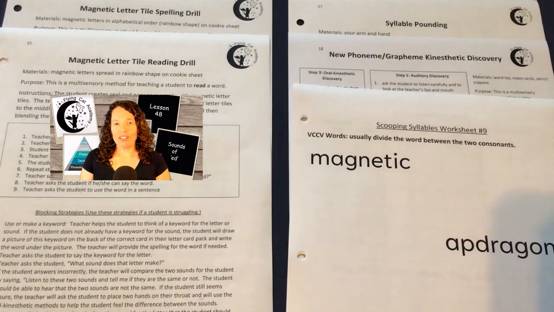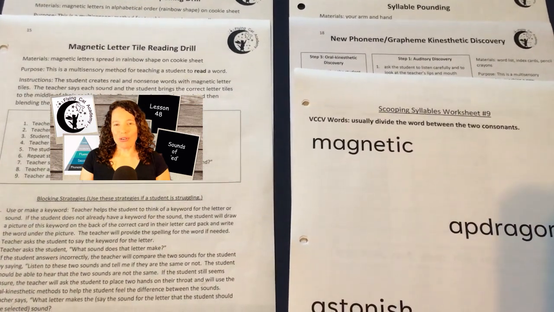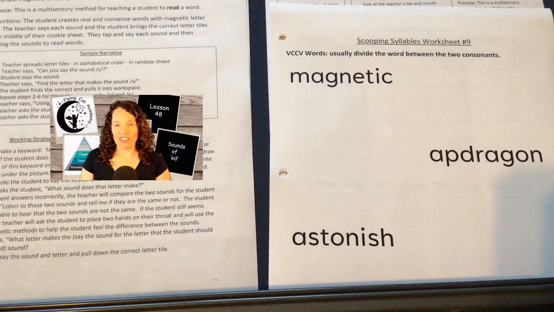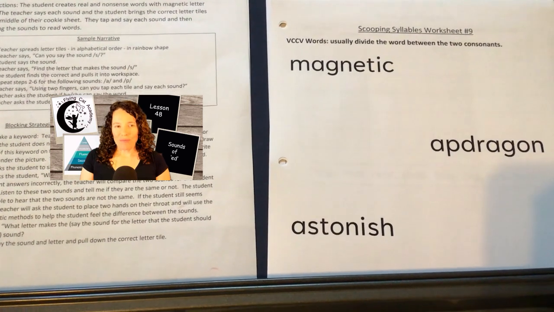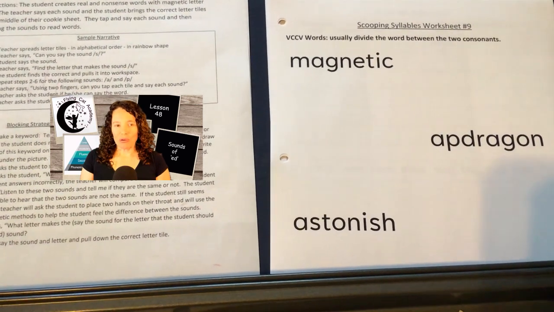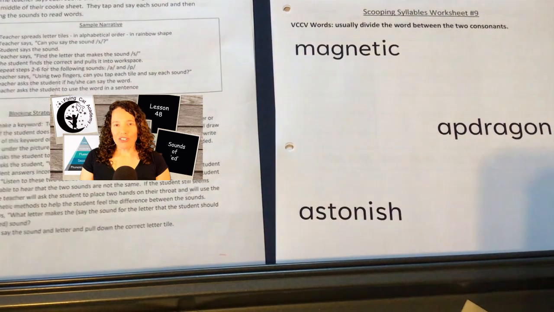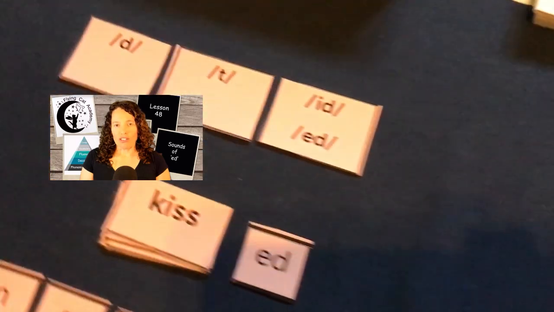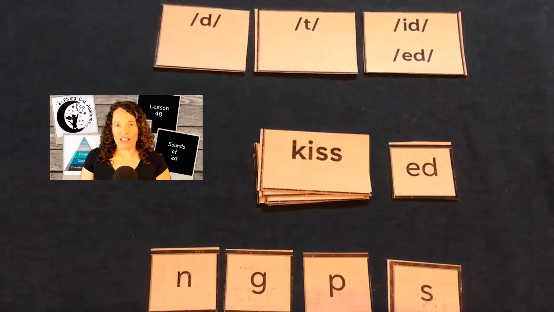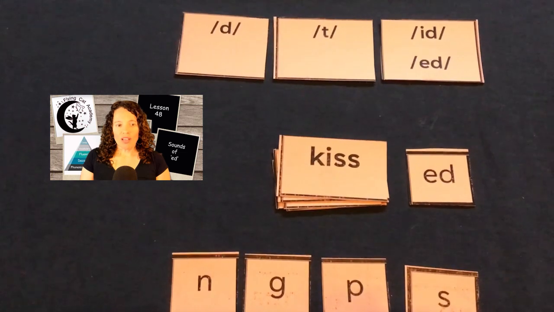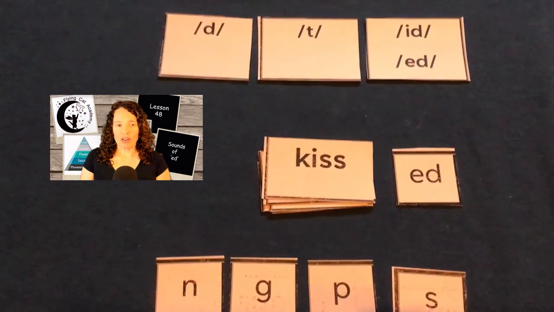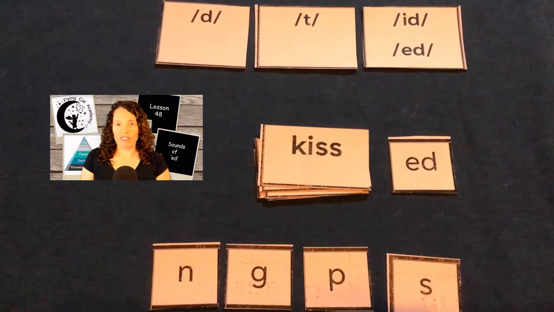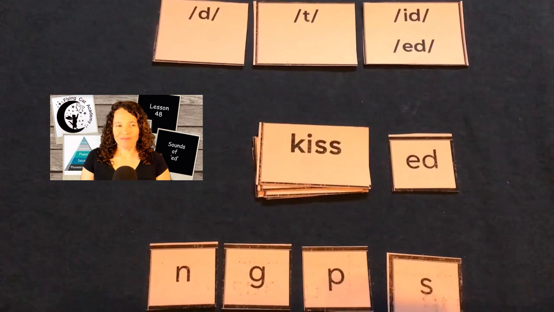We'll have the syllable pounding drill instruction sheet, and the new phoneme grapheme kinesthetic discovery instruction sheet, and then the sheets for the lesson. Today that will include the scooping syllable worksheets, a chart for working on suffix endings, and the other sheets, which are our usual sheets: the individual word list, story, and sentences for writing. We'll also have a drill because in the new content part of the lesson, we're introducing the sounds of ed. So you'll have to cut that one out.